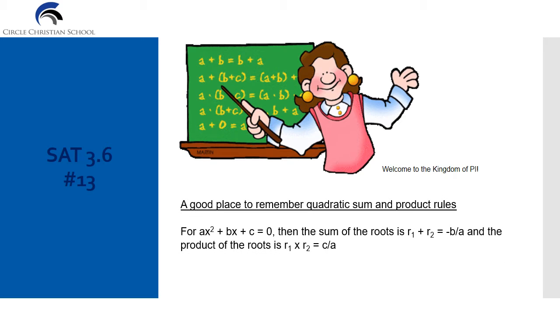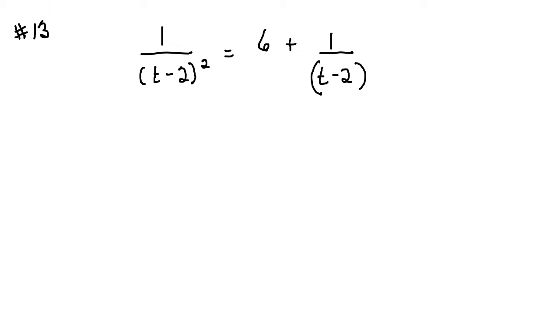SAT 3.6, number 13. This is a really good place to remember the quadratic sum and product rules. When you have a quadratic equation, ax squared plus bx plus c equals 0, and a, b, and c are just real numbers, then the sum of the roots is root 1 plus root 2 equals negative b over a. You just plug things in. And the product of the roots is root 1 times root 2 equals c over a. All right, number 13.